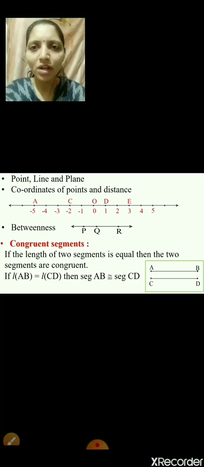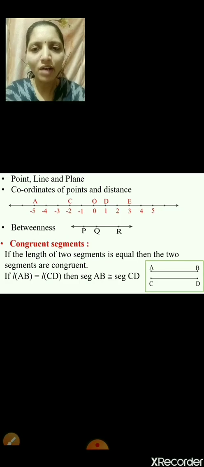You have already started with the first lesson, that is basic concepts in geometry. Today we are going to continue this lesson. Before going further, I want to take a quick revision of whatever you have learned in the previous sessions. You have learned about point, line and plane. Can you define point, line or plane? No, you cannot define it. But you can say that lines and planes are the sets of points.